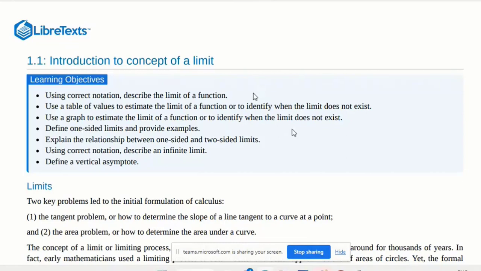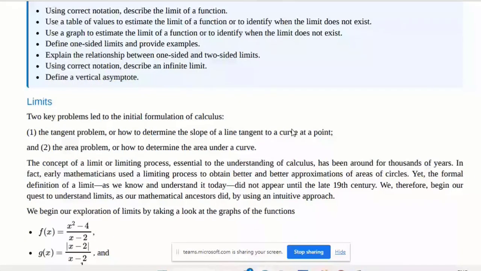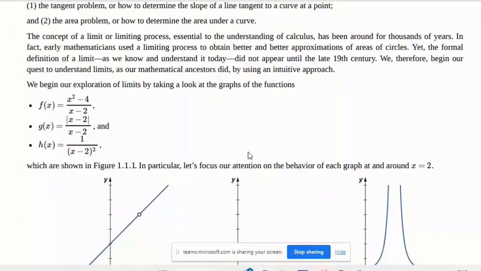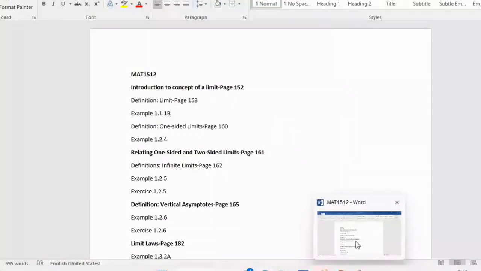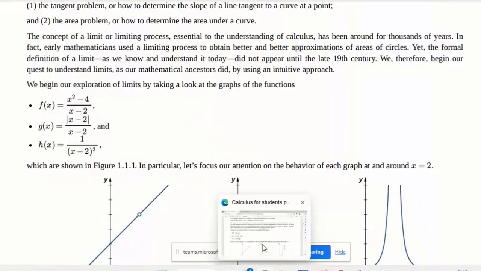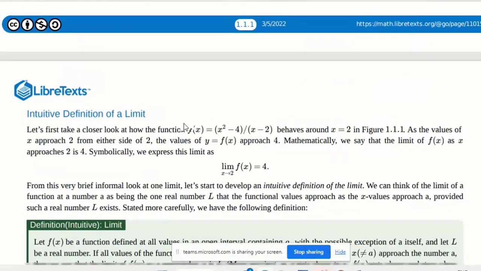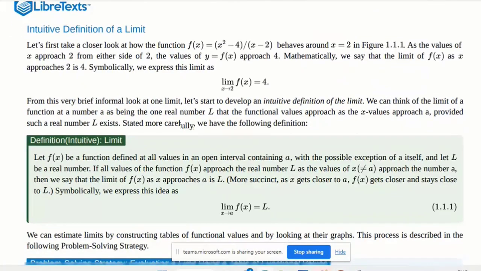The learning objectives are straightforward there. Use the correct notation, description of a limit of a function. Now let me go to page 153. Okay.